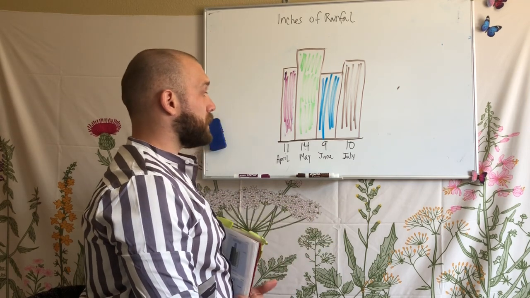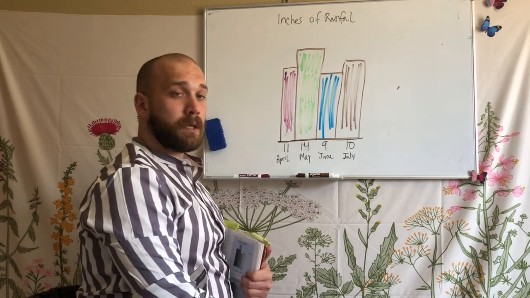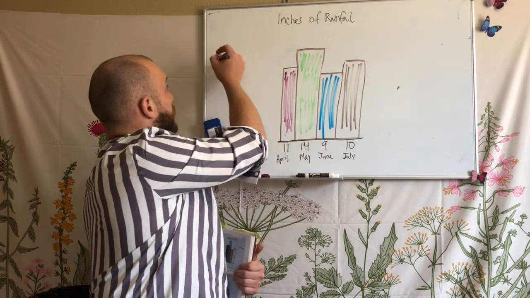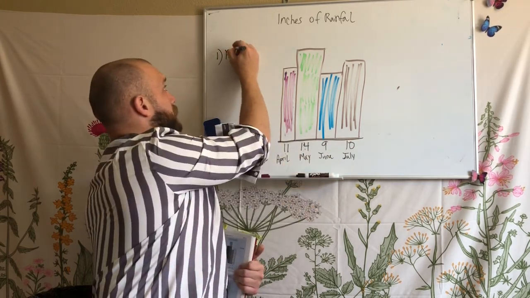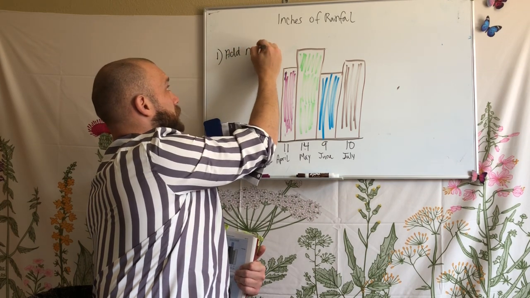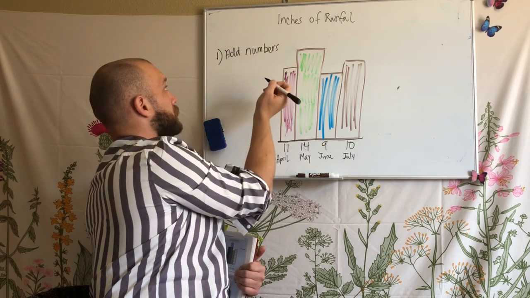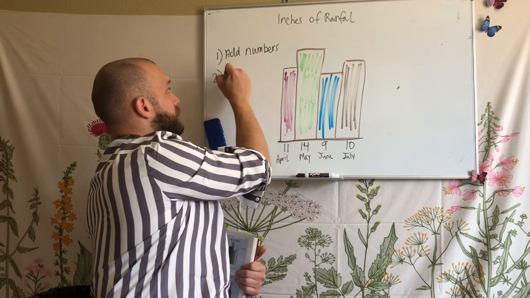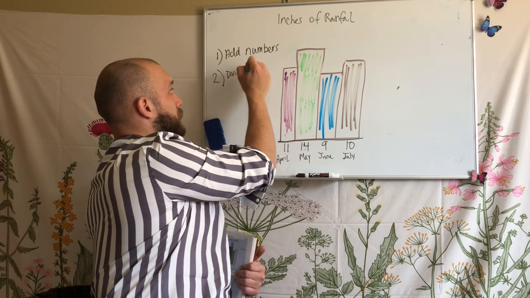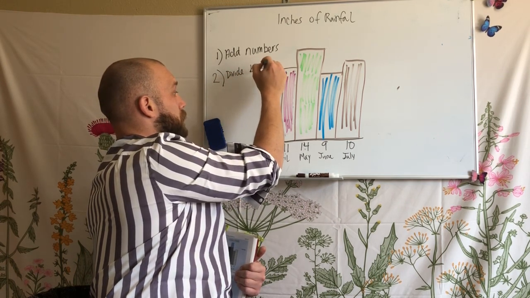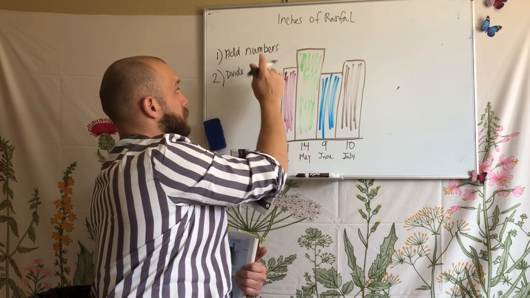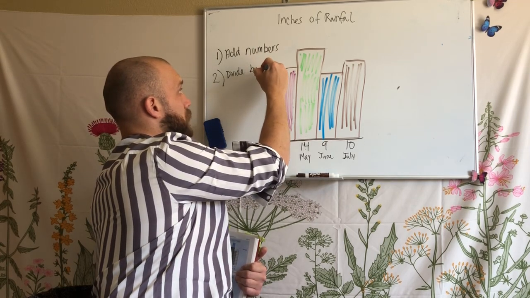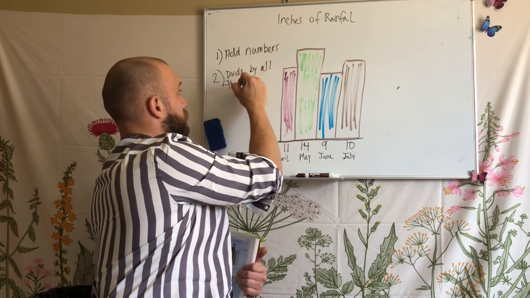So, to solve this, what do I need to do? Add my inches, add numbers, and step 2, divide by all the months.